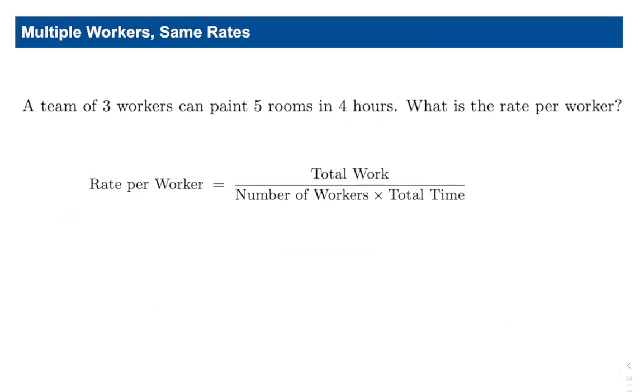Now let's see the next type of problems. Multiple workers, same rates. A team of 3 workers can paint 5 rooms in 4 hours. What is the rate per worker? So that's going to be the total amount of work divided by the number of workers and then divided by the total amount of time.